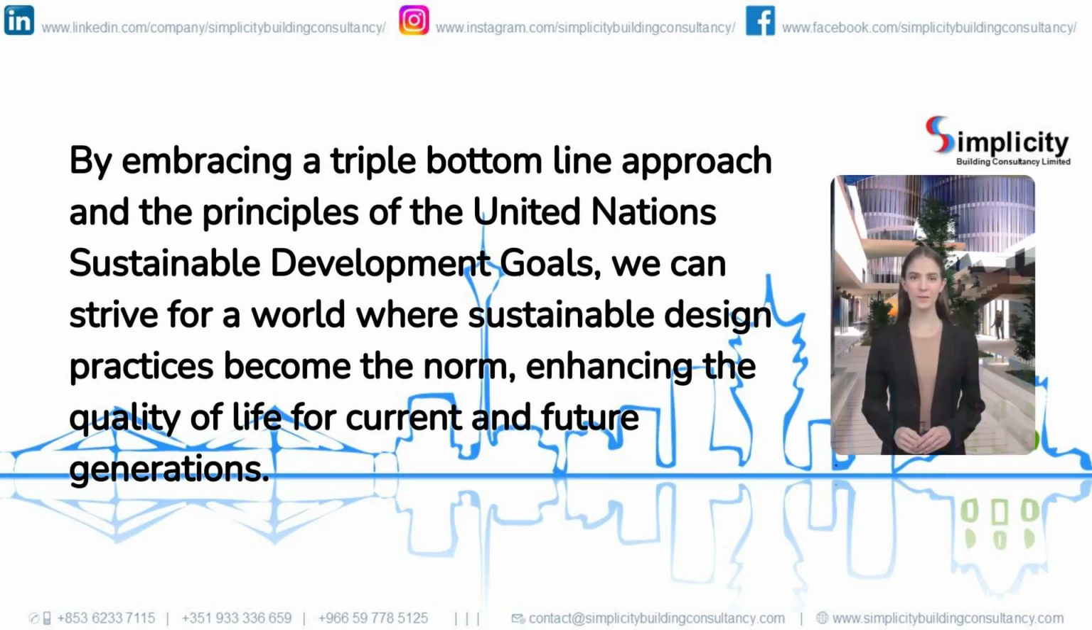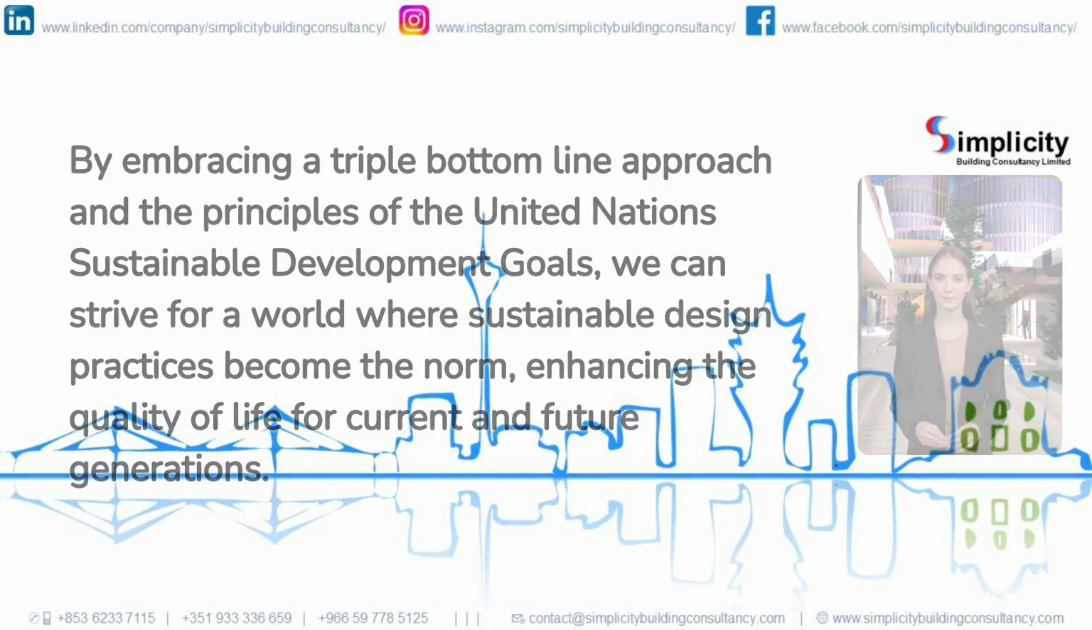By embracing a triple bottom line approach and the principles of the United Nations Sustainable Development Goals, we can strive for a world where sustainable design practices become the norm, enhancing the quality of life for current and future generations.